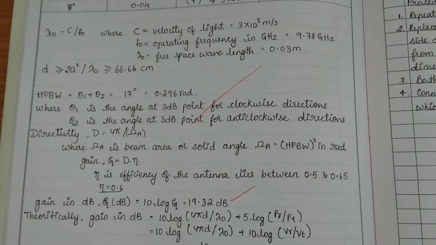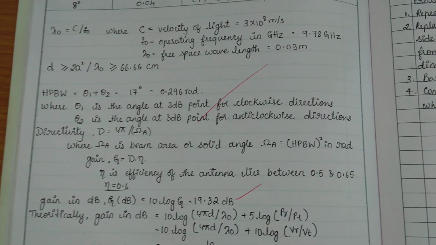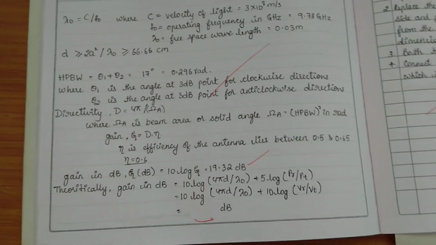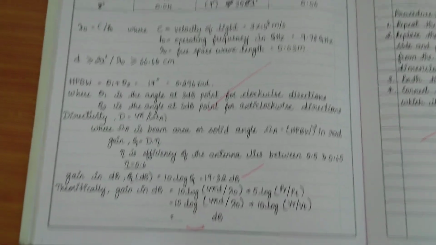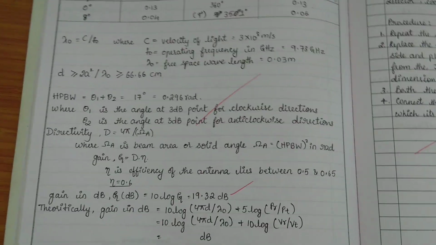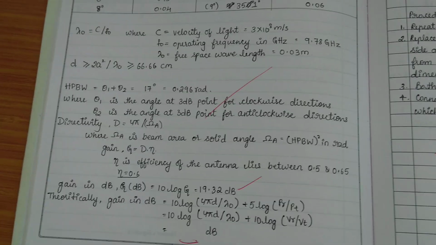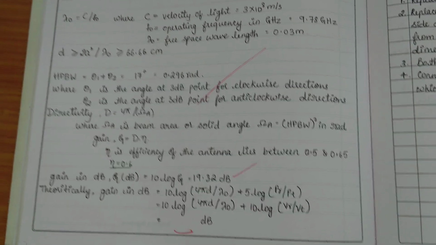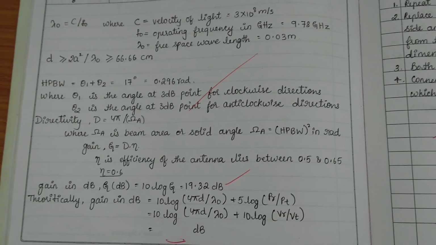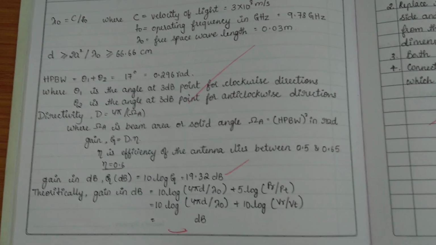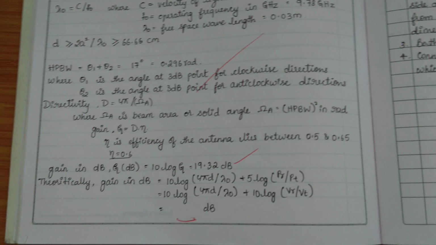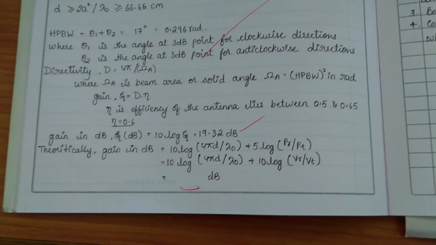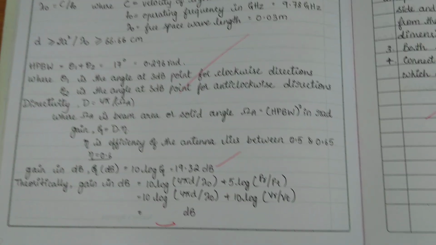Once you get the value for D, then you find the value for G. G is nothing but D into eta, where D is the directivity and eta is the efficiency, which you can take between 50% to 70%. Here you can take 0.6. For the parabolic dish we have taken 0.65; for this also you can take 0.65 or 0.6. We have taken 0.6 here. Now the gain in dB will be 10 log of G. Finally you will get 19.32 as the value of gain here. Compared to this, the parabolic dish has given more gain.